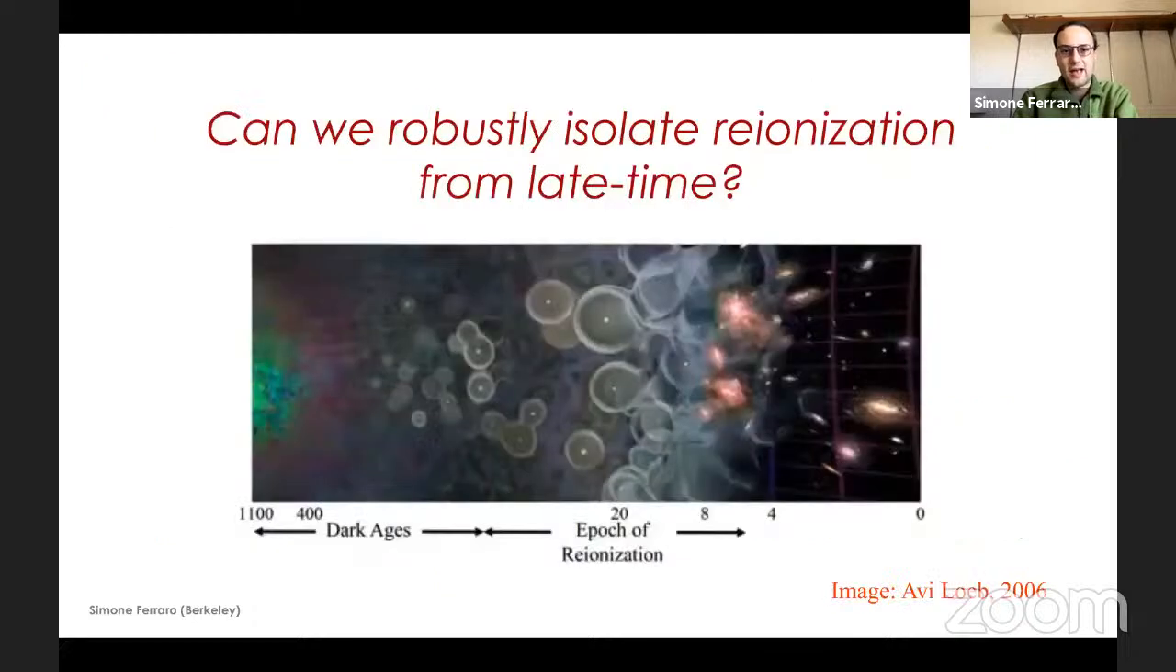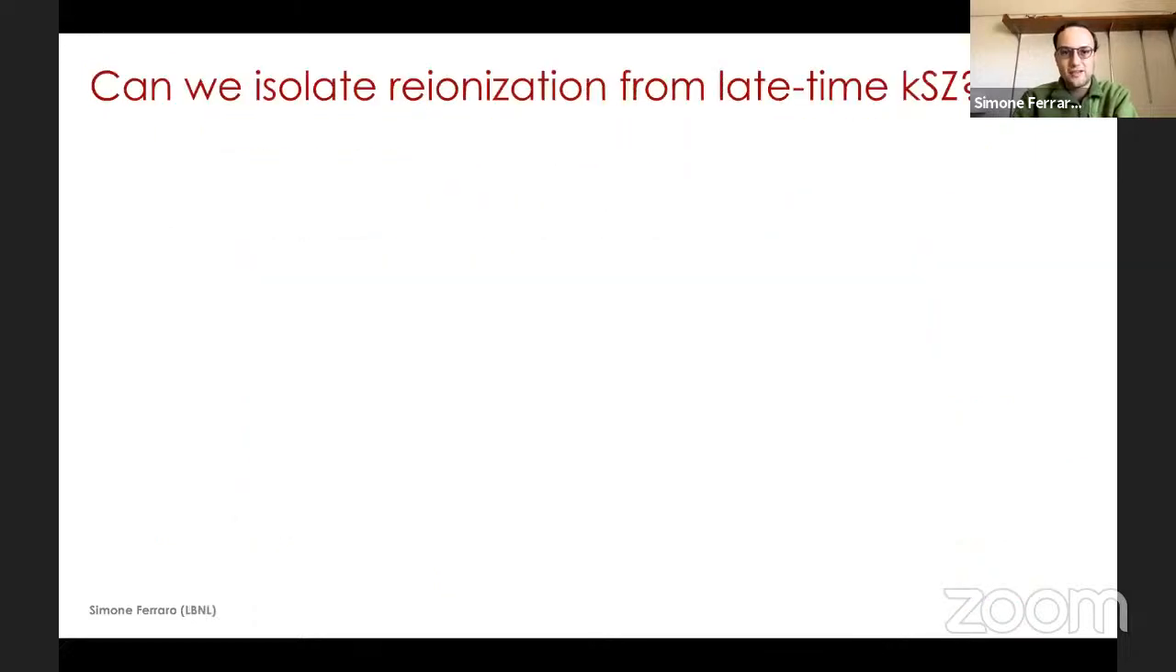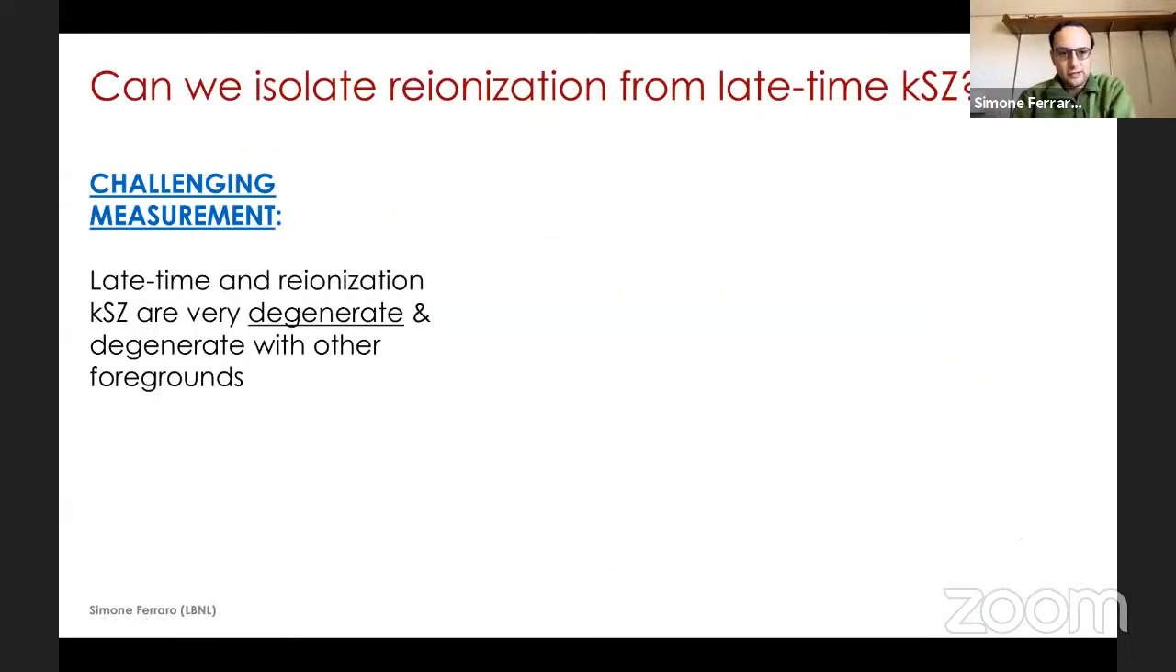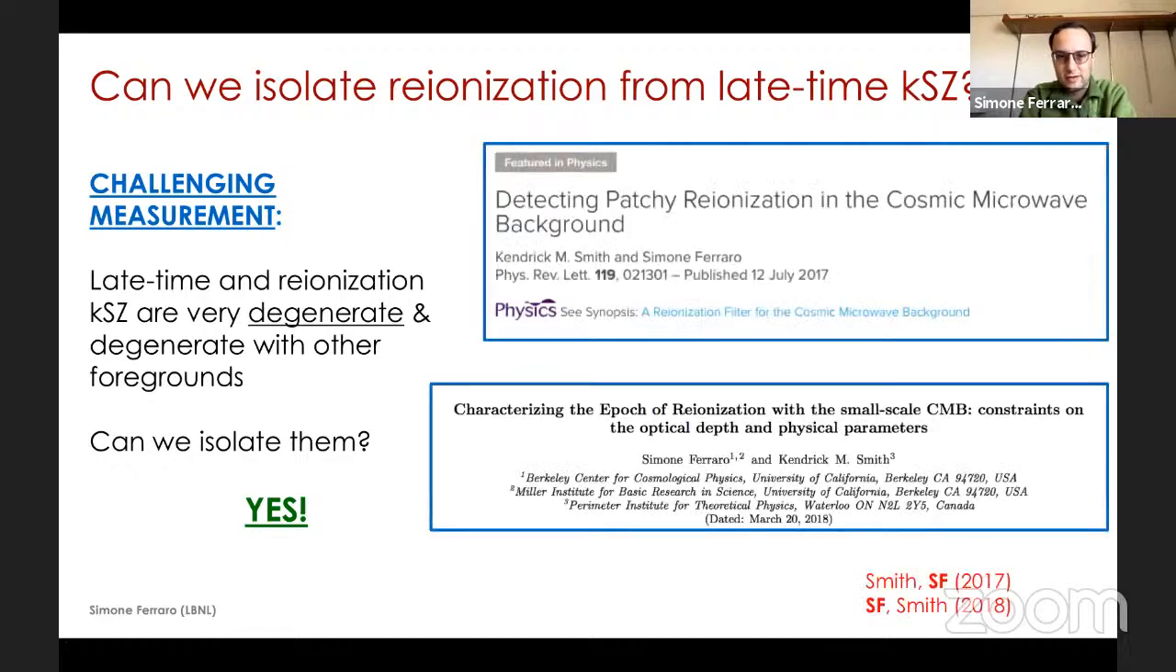So we asked the question: can we isolate the reionization part from the late time kSZ? We'll come to foregrounds later. Let me just start with separating the reionization kSZ, the red and the green lines on this plot. As I said, it's a challenging measurement because they are very degenerate at the power spectrum level and degenerate with the other foregrounds. But Kendrick and I claim the answer is yes, we can isolate them, and we proposed a method, which I will explain, based on these two papers.